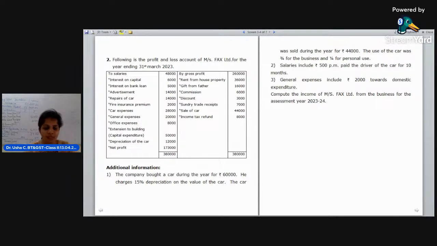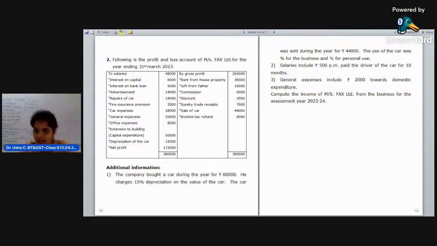Okay, so this income tax refund, whatever the amount, the income tax refund of 8,000 is also not a business income. Understood? So being non-business income, it must be deducted.